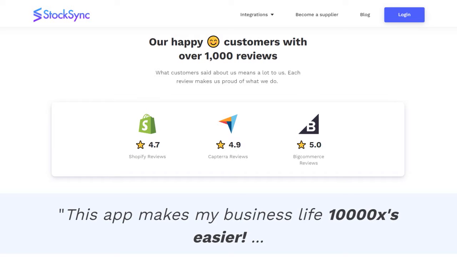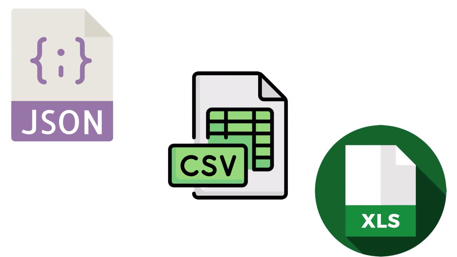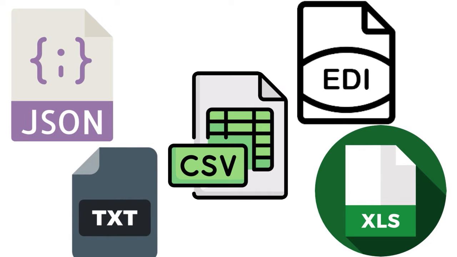Okay, and so they also have a lot of reports. You can get reports on inventory. You have CSV, Excel, XML, JSON, text, and ADI. So this is really good, and you can download the reports directly onto your computer.